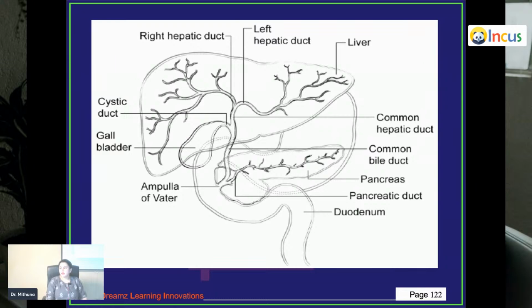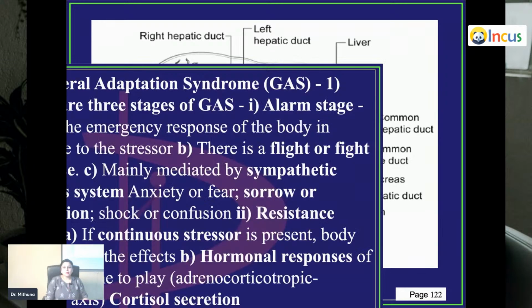If it is dotted, it means it's lying behind. This is your right hepatic duct and this is your left hepatic duct. Both are joining to form this common hepatic duct. And this is the gallbladder, and it has a duct called the cystic duct, which opens into this common hepatic duct, and all this forms the common bile duct. Along with this, the pancreas also has a duct here and it opens here, and both combine and open into the ampulla of Vater. This is your duodenum. This is the basic anatomy of the hepatobiliary system.